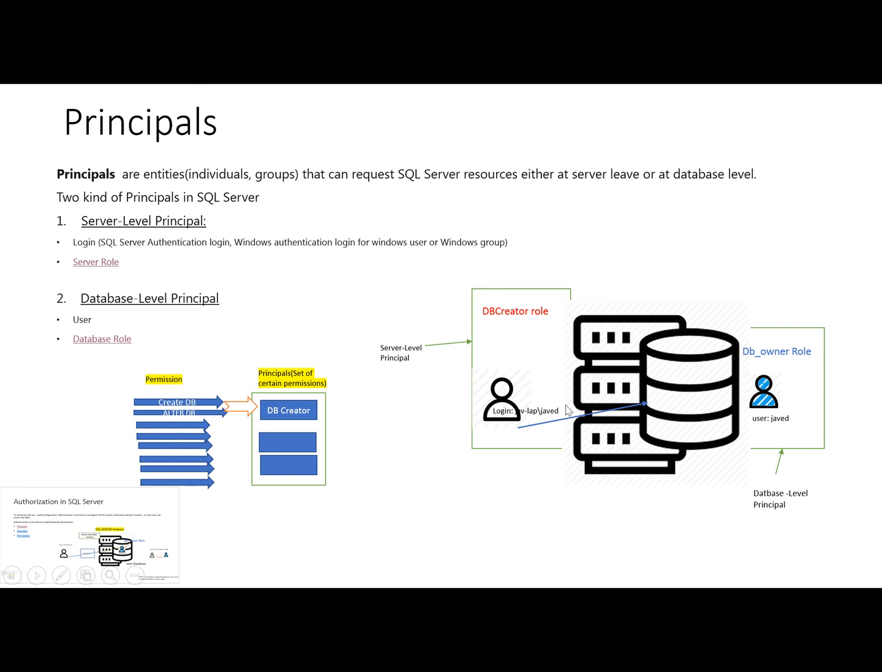Now, of these server level roles, we have discussed only one here, the DB creator role. This DB creator role has a set of permissions. These are the permissions this login can use: it can create a database and it can alter a database. These two permissions make a group, and this group's name is the DB creator role. So this is at the server level.